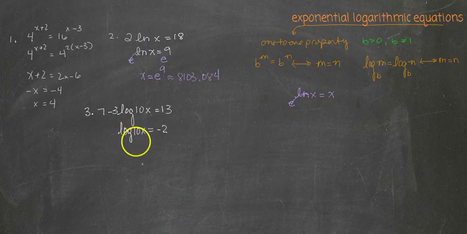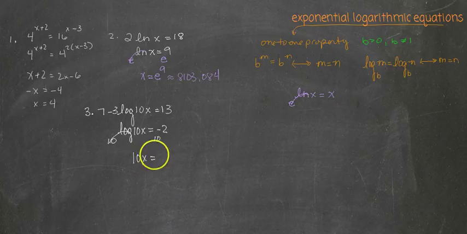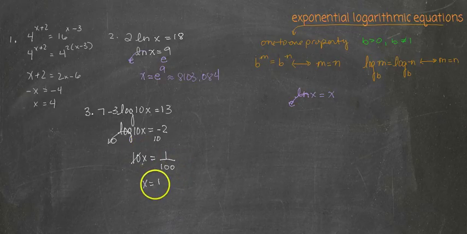I know that if I have the log with nothing written, the base is 10, so I'm going to raise both sides over the base of 10. Once I've done that, I get rid of the log and the 10 on the left-hand side, and I'm left with 10^x equals 10 to the -2. So 10 to the -2 is 1 over 10 with 2 zeros, which is 1 over 100. Now I'm going to divide by 10, which means multiply 100 by 10. So I get x equals 1 over 1,000.